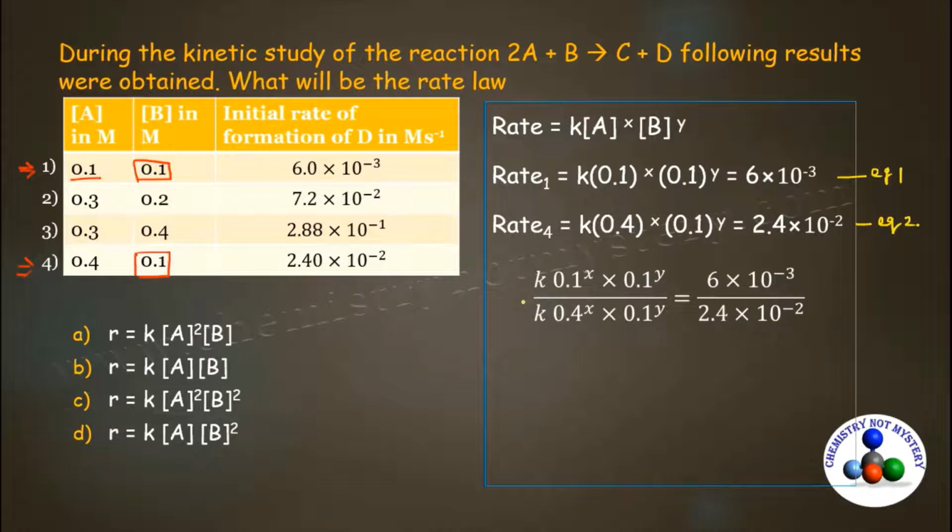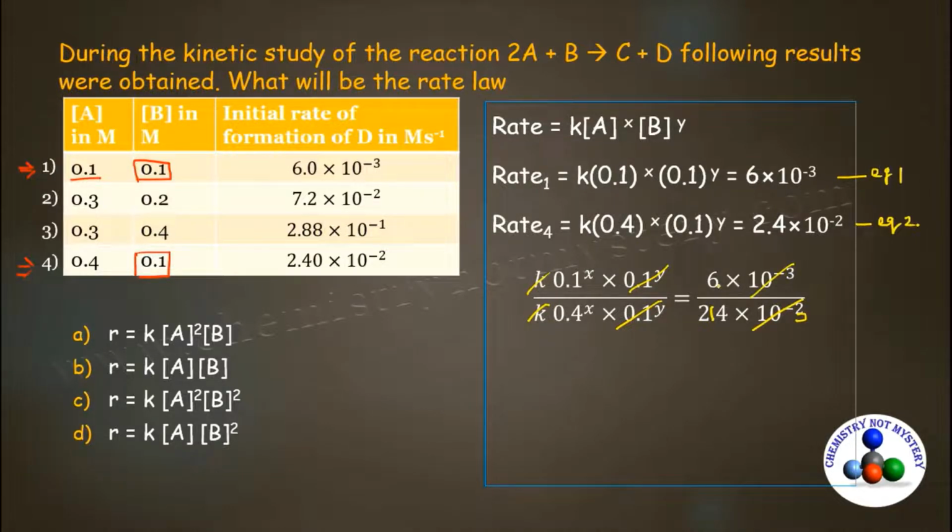So you will get k 0.1 raised to the power x multiplied by 0.1 raised to the power y, divided by k 0.4 raised to the power x multiplied by 0.1 raised to the power y, is equal to 6 into 10 raised to minus 3 divided by 2.4 into 10 raised to minus 2. K and k will get cancelled out. 0.1 raised to the power y will get cancelled out by 0.1 raised to the power y. Here, when you remove this decimal point, you will get 10 raised to the power minus 3 here. Now, 10 raised to minus 3 and minus 3 will get cancelled out.